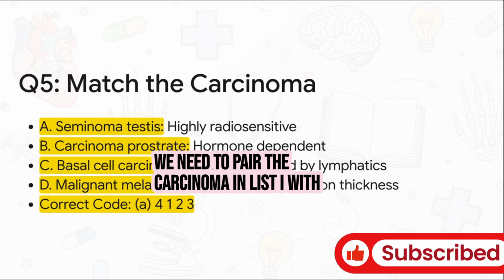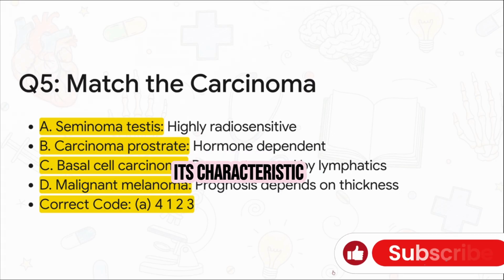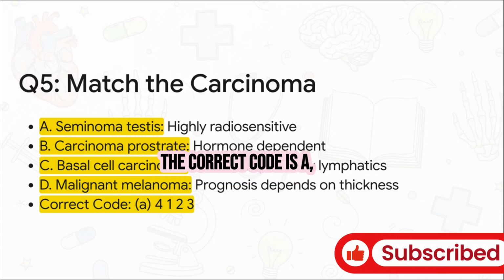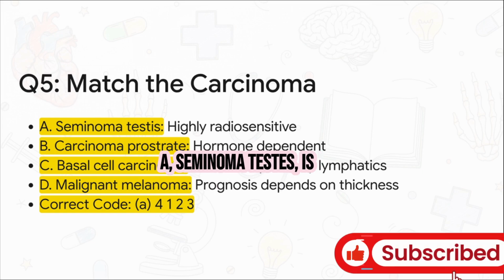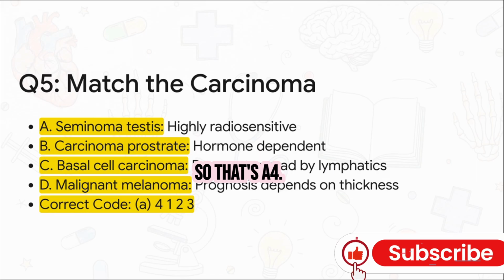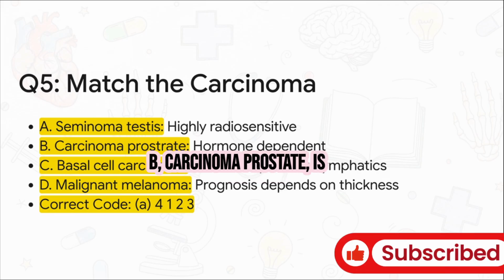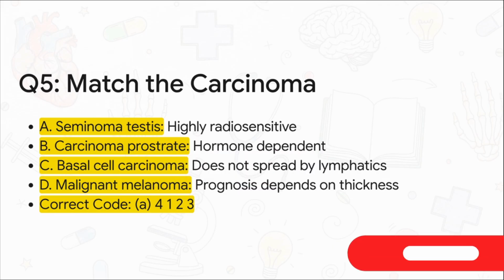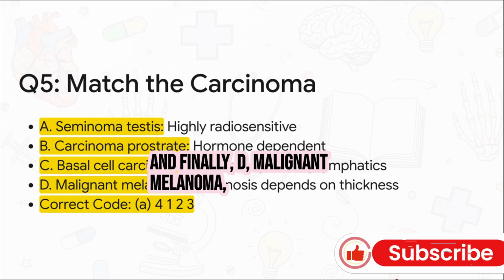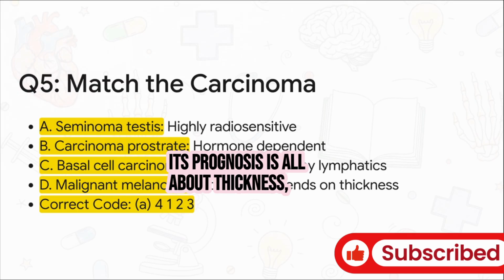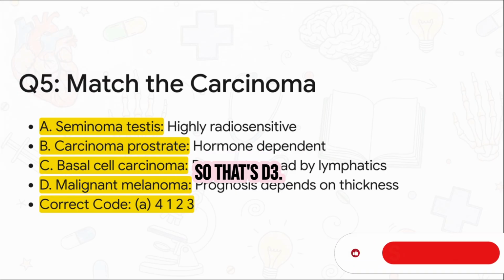All right, question 5 is a matching question. We need to pair the carcinoma in list I with its characteristic in list 2. The correct code is A, which is 4123, so let's run through it real quick. A. Seminoma testes is famously highly radiosensitive, so that's A4. B. Carcinoma prostate is hormone-dependent, so that's B1. C. Basal cell carcinoma rarely spreads through the lymphatics, which is C2. And finally, D. Malignant melanoma. Its prognosis is all about thickness, Breslow's thickness, so that's D3.